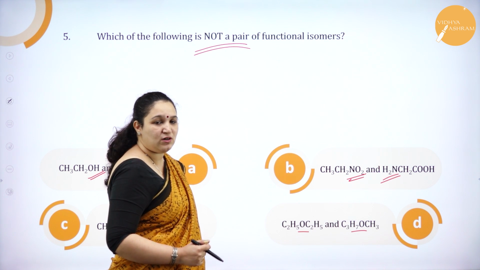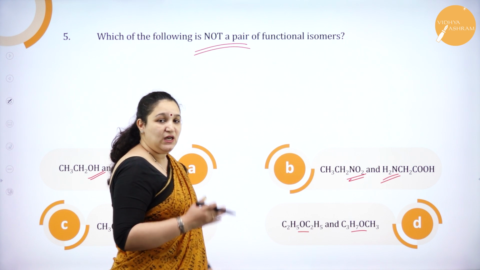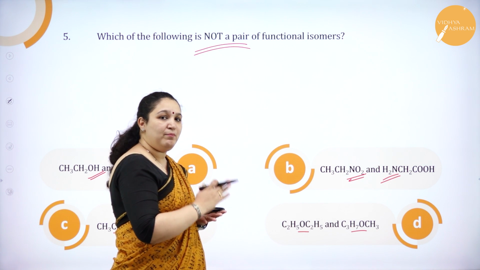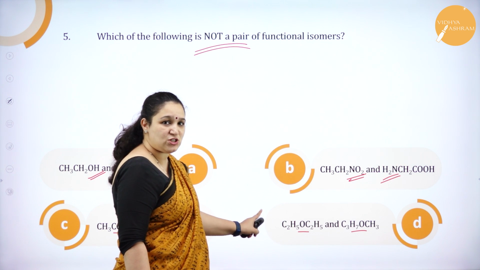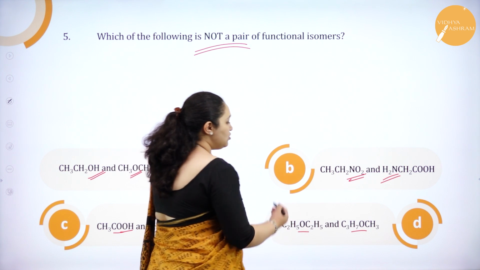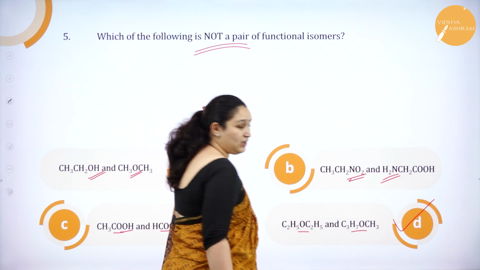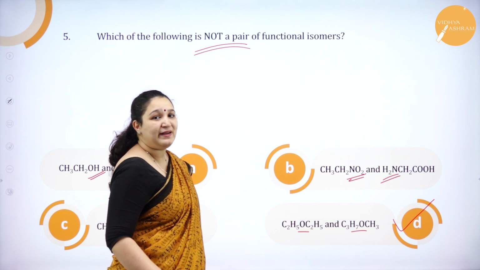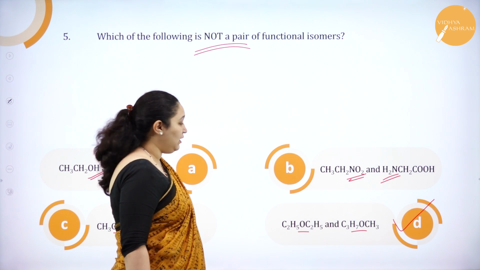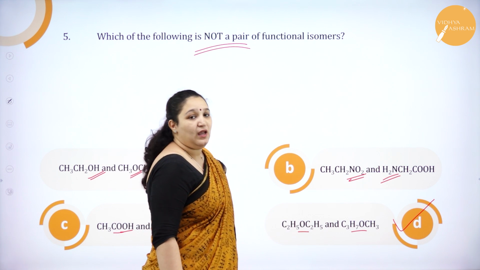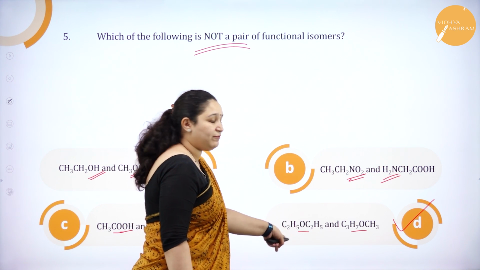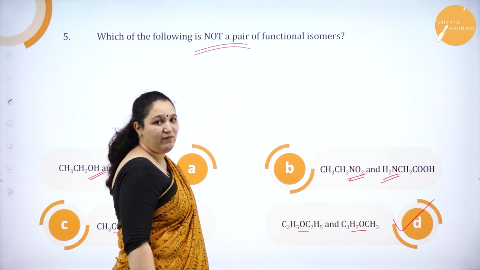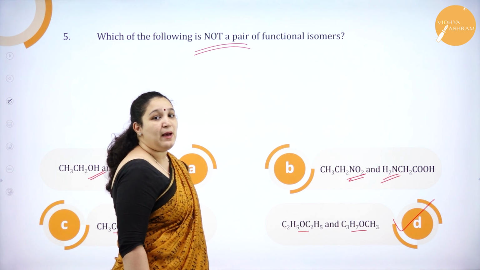What do you mean by functional isomers? That means they have the same molecular formula but different functional groups. Here the molecular formula is the same, and it is the same functional group. So this is not a functional isomer, it is a metamer. On either side of the ether O group, you can see two different alkyl groups are present. We call such isomers metamers.